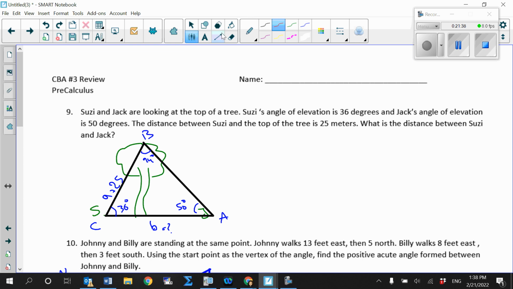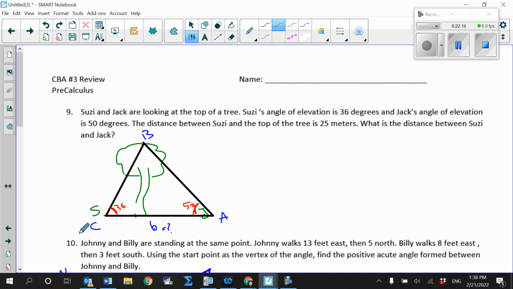Okay, let's go to this question. Let me erase these for you and explain what we have here. So here we have Susie and Jack looking at the top of this tree. Susie's angle of elevation is 36. Angle of elevation is the angle which is made with the horizontal line to look at something on top. So this is the angle of elevation for Susie, which is 36 degrees. And the angle of elevation for Jack is this one, which is 36. Oh, no, I'm sorry. It's 50 degrees.